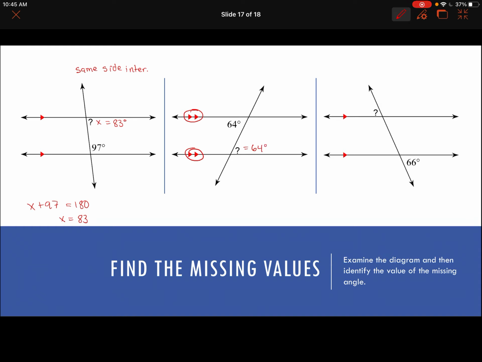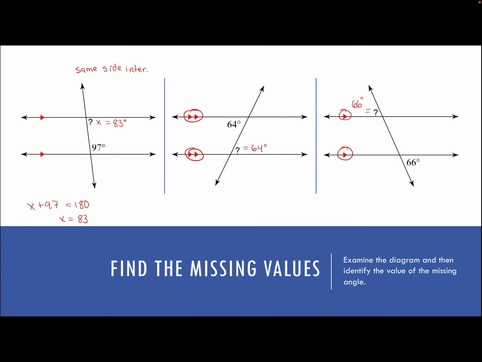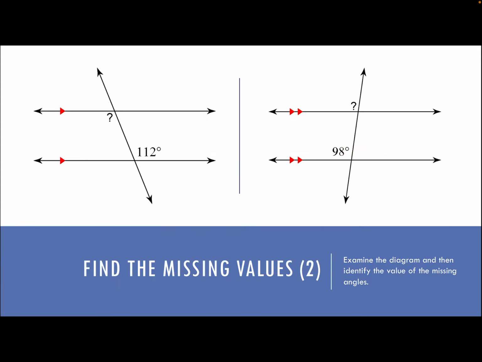And for the last one, we have another pair of parallel lines. We know that because of the arrows. And because these are alternate exterior angles, they are congruent. So this angle is also 66 degrees. And for our last slide, it's the same thing. Pause the video and see what you come up with.